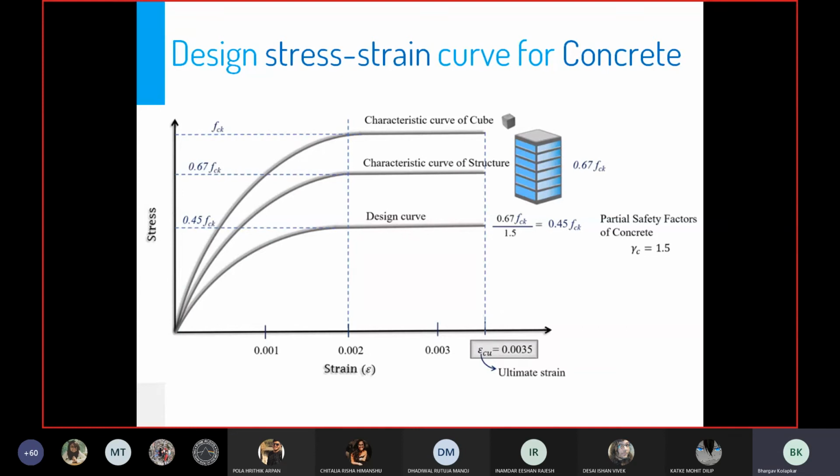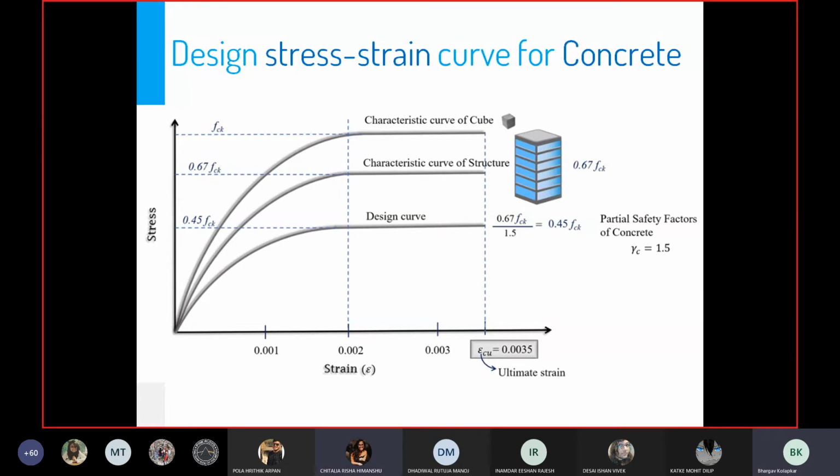Okay, but in actual structure, the stress is not going to be uniaxial. It is going to be a multi-axial state of stress. It is going to be subjected to compression in one direction, tension or compression in the other direction, shear, and so on. The state of stress is complicated in the structure. It is not a simple cube subjected to compression. That is the second thing, and that is the reason why we are moving from fck to 0.45 fck.